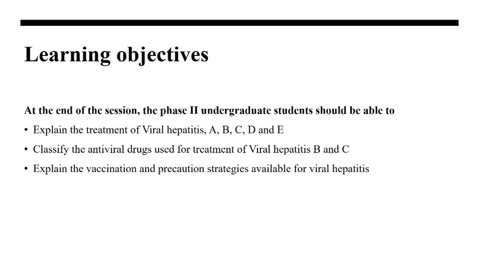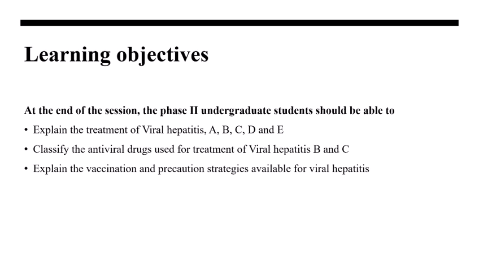So, at the end of this session, all the phase 2 undergraduate students should be able to explain the treatment of viral hepatitis A, B, C, D, and E, and should be able to classify the antiviral drugs used for the treatment of hepatitis B and C, and explain the vaccination and precaution strategies available for viral hepatitis.